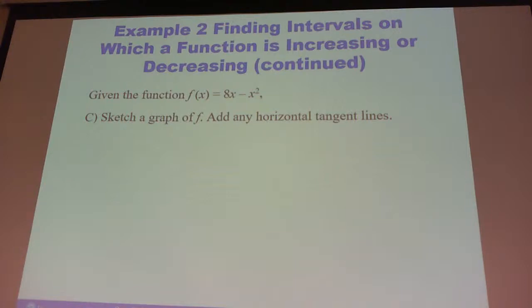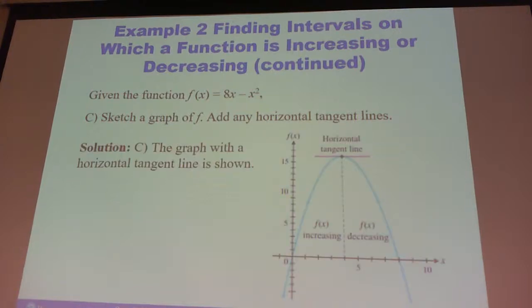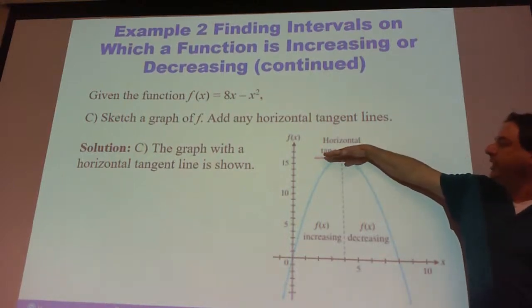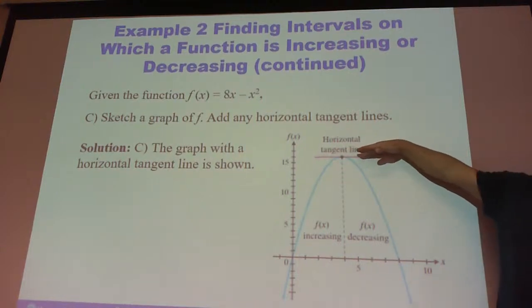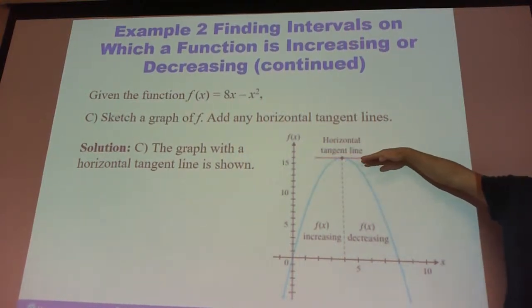Where's the top point? At 4. So where is there a horizontal line? It would be at 4. And a graph of a horizontal line would be y equals 4.